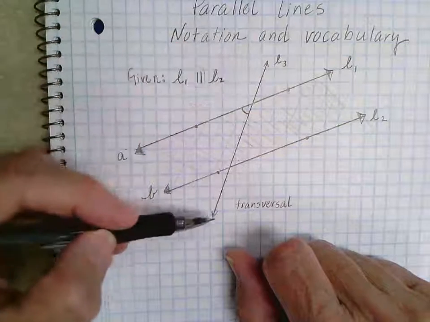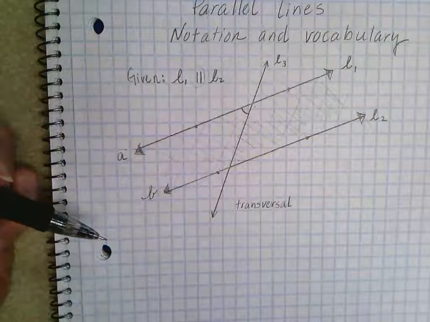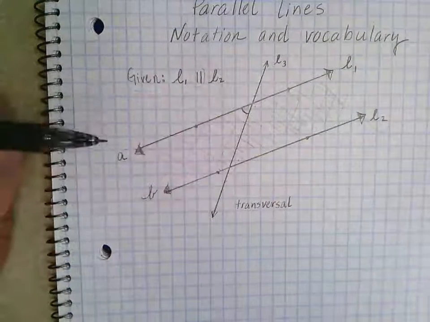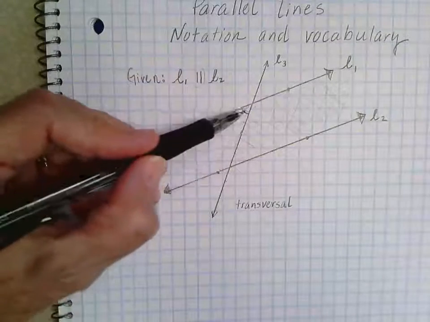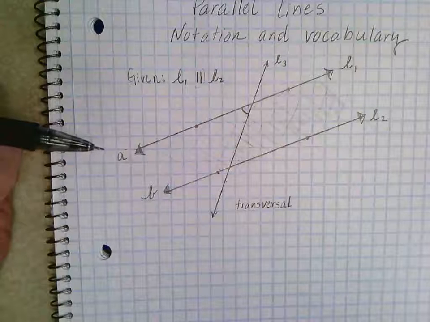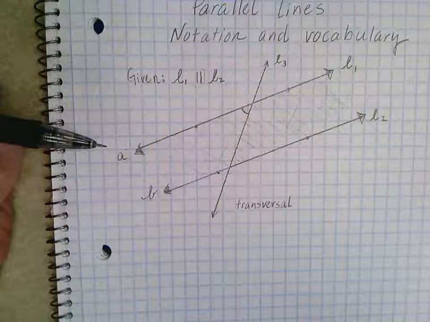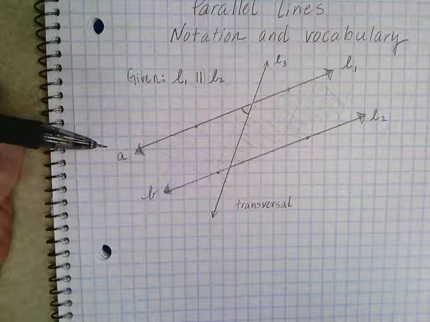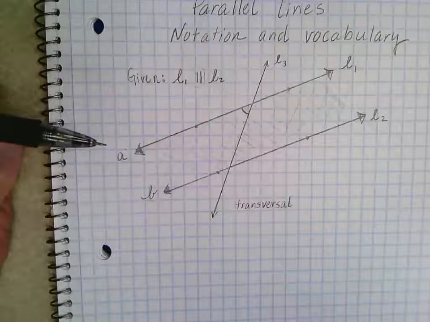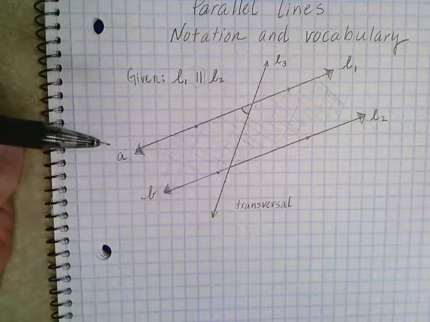When you only have one transversal, you end up with 8 angles that are formed. 1, 2, 3, 4 exterior angles, and 1, 2, 3, 4 interior angles. These interior angles have special relationships to each other, and that is what I'm going to ask you to discover today when you work together.